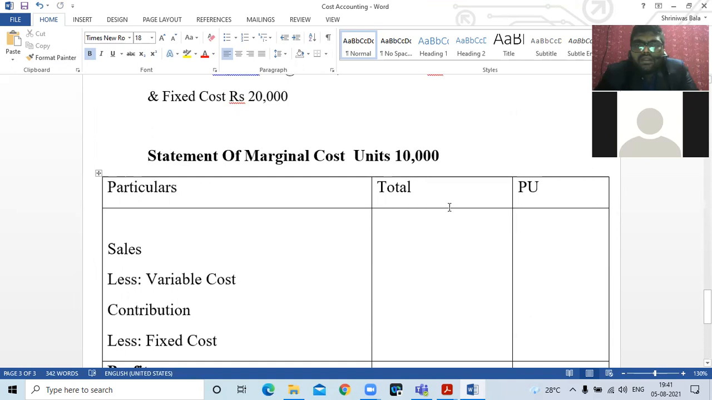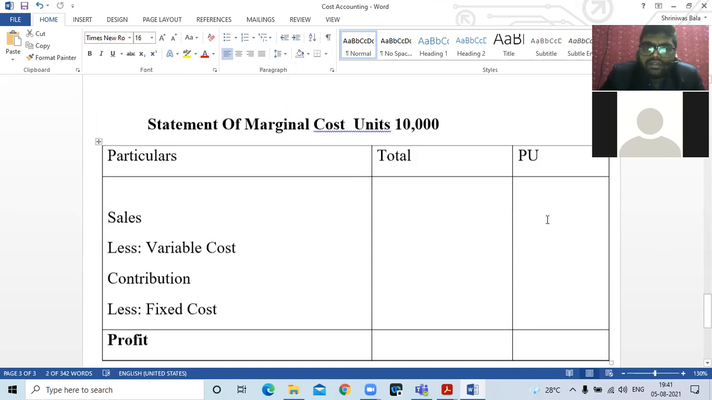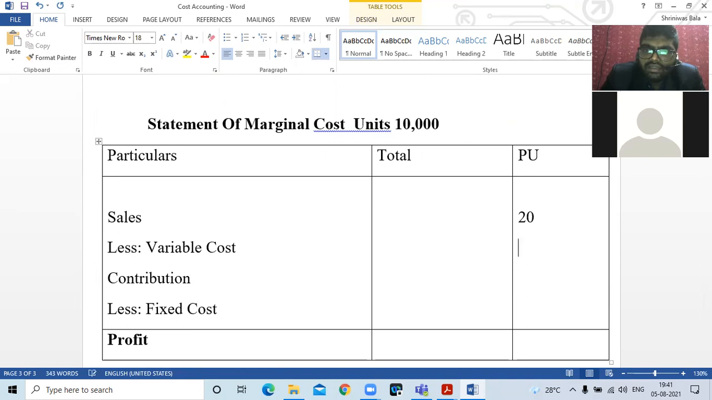Done. Now first, we will write your per unit details. Per unit, they have given your selling price 20, your variable cost 14. So here I write sales 20, variable cost 14, and then your contribution 6 rupees. Now 10,000 into 20, we will get 2 lakh as your sales. 10,000 into 14, we will get 1,40,000 as your variable cost. And 2 lakh minus 1,40,000, 60,000 will be my contribution.